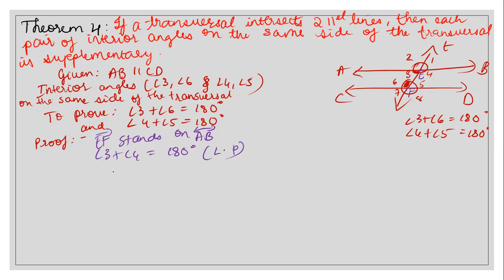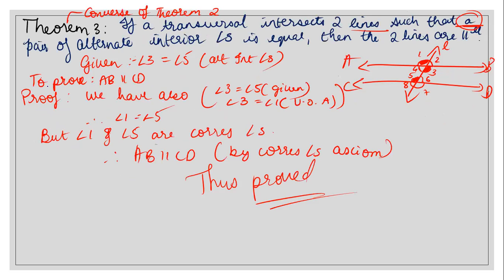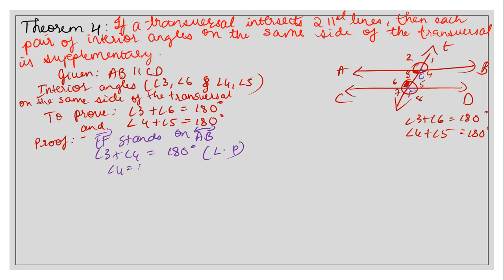But we also know that angle 4 is equal to angle 6, correct? Why? Alternate interior angles. So therefore, what can we say? Since angle 4 is equal to angle 6, can I substitute angle 6 in the place of angle 4 in this equation? Let's say this is equation 1. Can we say that we can substitute that? Absolutely. So angle 3 plus angle 6 is equal to 180 degrees.